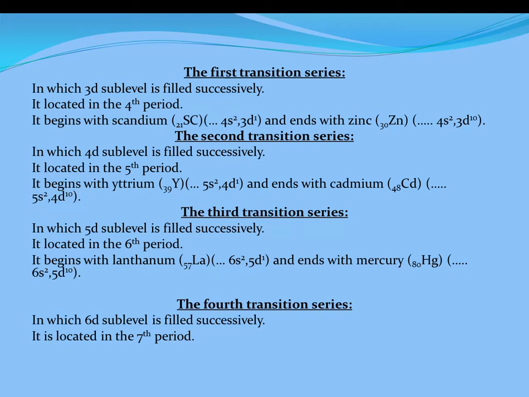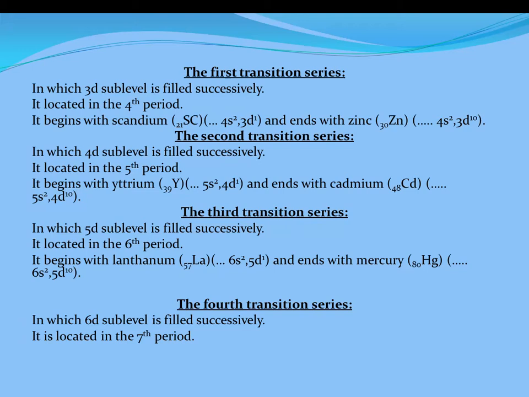The first transition element series, in which the 3d sublevel is filled successively, is located in the fourth period. It begins with scandium with the electronic configuration 4s2 3d1 and ends with zinc, whose electronic configuration is 4s2 3d10. The second transition series, in which the 4d sublevel is filled successively, is located in the fifth period. It begins with yttrium, whose electronic configuration is 5s2 4d1, and ends with cadmium, whose electronic configuration ends with 5s2 4d10.